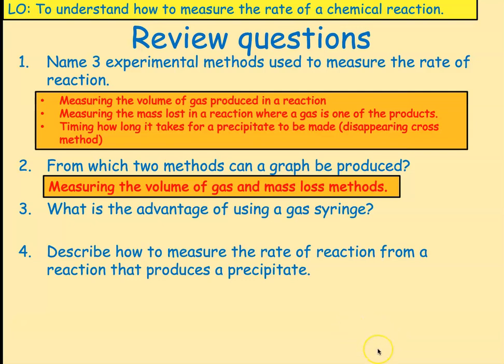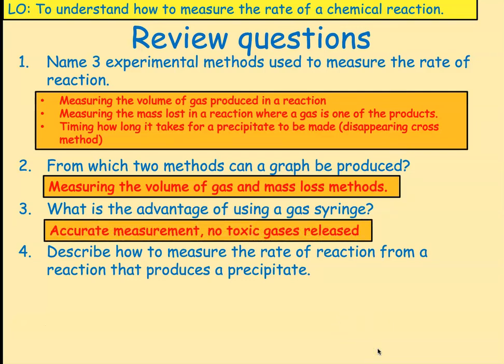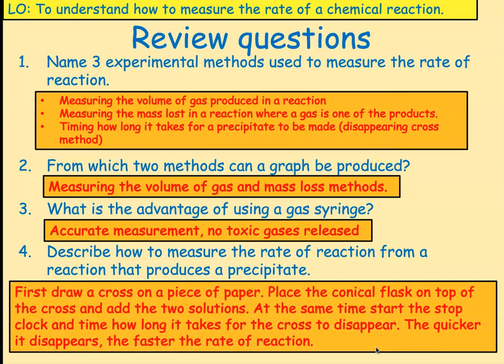What is the advantage of using a gas syringe? You get an accurate measurement and you're containing all the gases, so any gas you make is not released into the atmosphere. Describe how to measure the rate of reaction from a reaction that produces a precipitate. We first draw a cross on a piece of paper, place the conical flask on top of the cross, add the solutions. At the same time, start the stop clock and time how long it takes for the cross to disappear. The quicker it disappears, the faster the rate of reaction, and that's our method.